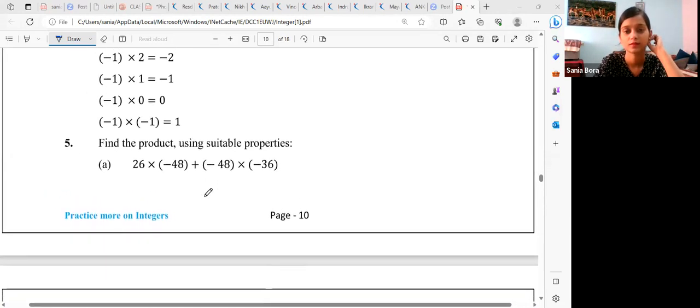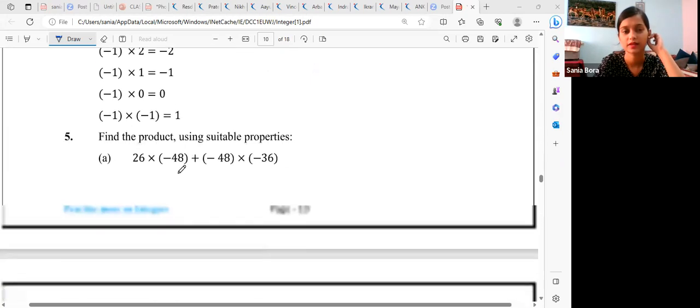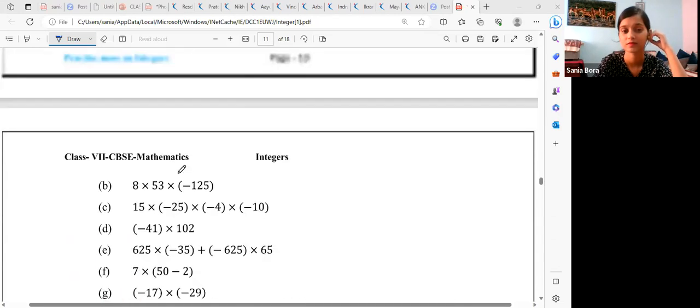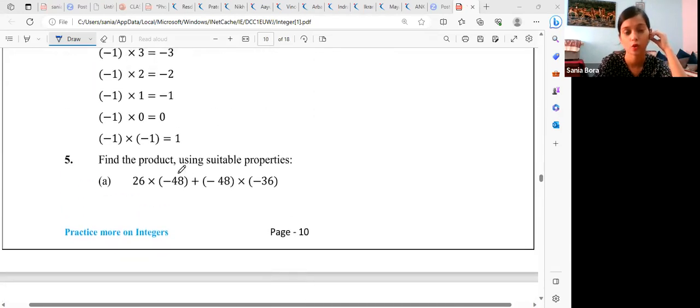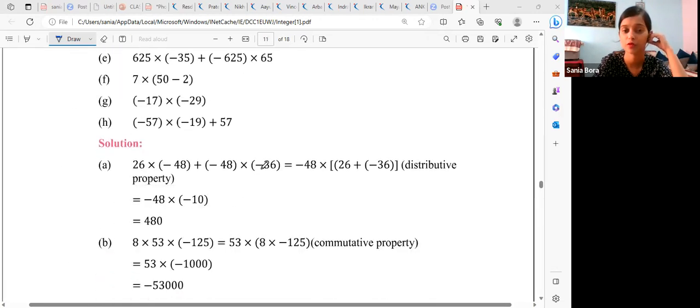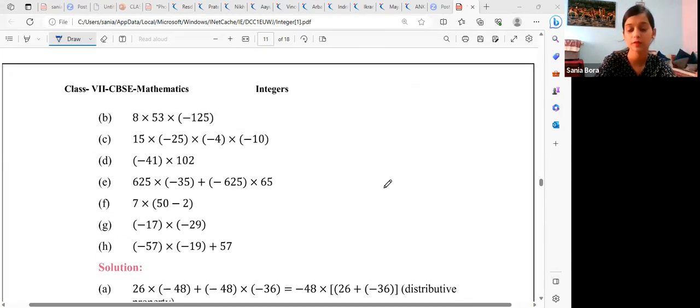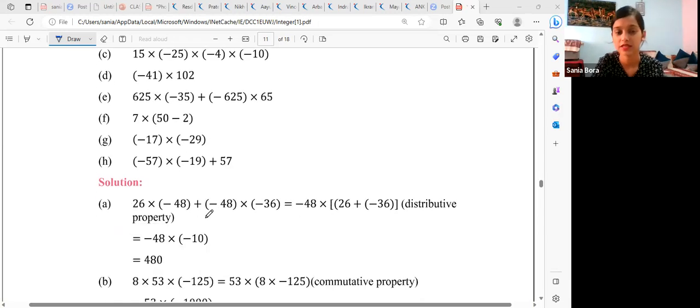Find the product using suitable properties. You know the properties? Yes or no? What does it mean by suitable properties? You have different properties, na? Distributive property, commutative property. I'm just telling you one property right now because we are running out of time, as I have one more class, which is the distributive property. So see, this is the question.